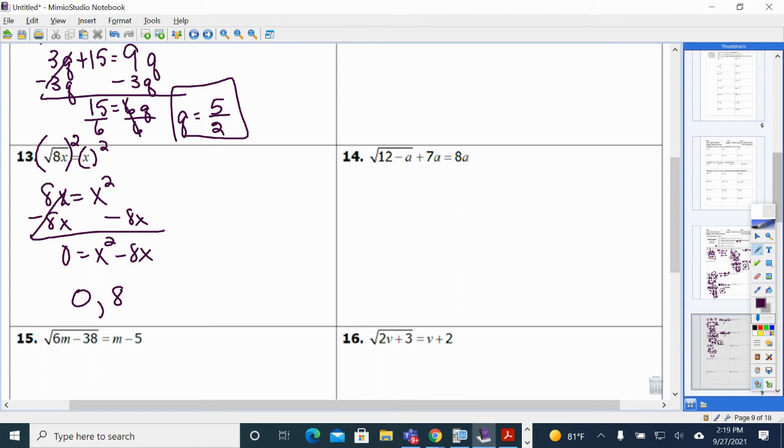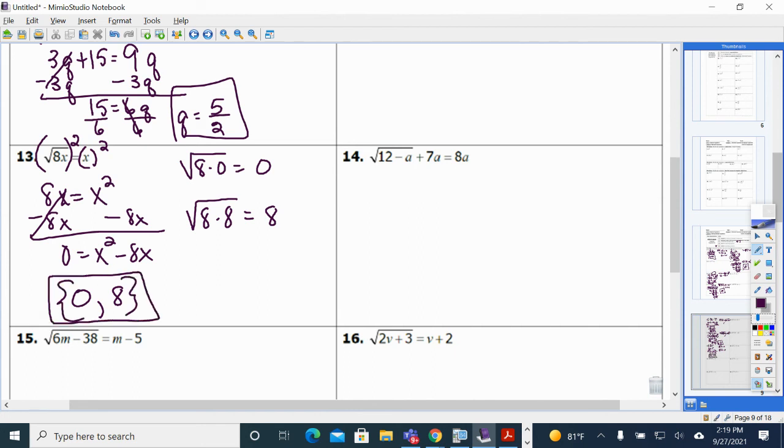Sometimes they will both work. Sometimes neither one works. And sometimes just one of them will work. So go back to the original. 8 times 0 is equal to 0. And the square root of 8 times 8 is supposed to be equal to 8. And they will both work. 0 and 8 are your two solutions. We can put that in set notation.